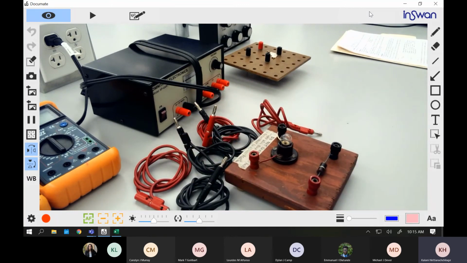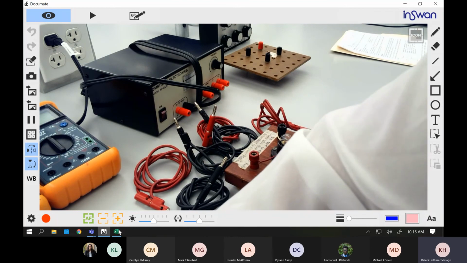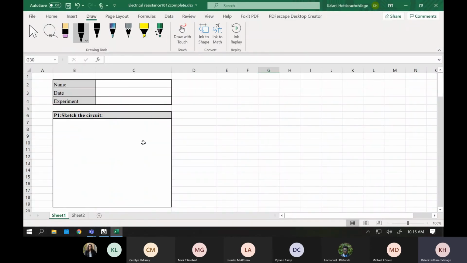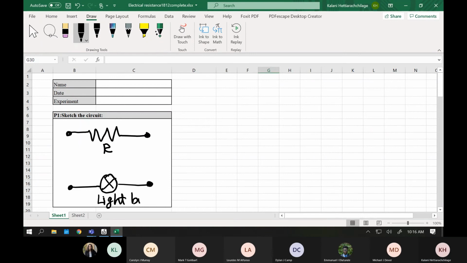Okay, so that's your first part. You need to draw your diagram. I have my Excel sheet in here. I'm going to draw it in here. You guys can draw it on the Excel sheet or on your handout. So basically we have the resistor. We're going to label it as a resistor. And then the other part I have is the light bulb. For the light bulb, we use the symbol of a circle and a cross. If you like to draw the light bulb, that will be fine, but I'm going to say this is the light bulb. And this is the resistor.